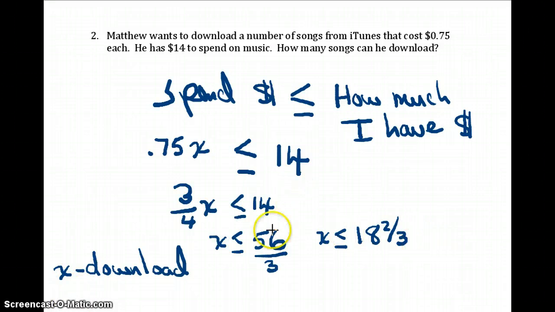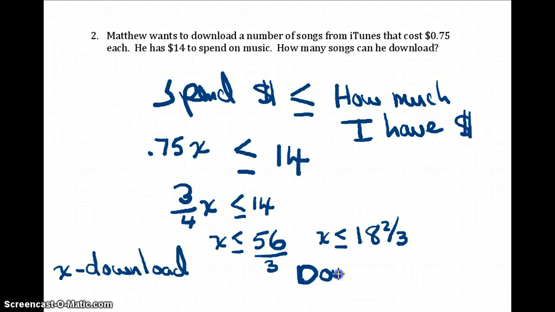So hopefully when you came through and solved this, as you can see, I converted the 75 cents into 3/4, and I solved for x, and I got 56/3. And because I was interested in the number of downloads, I actually put it into a mixed number. So x is less than or equal to 18 2/3. So as long as x is less than 18 2/3, then the money that I have will be okay, $14. So how many downloads can I do?